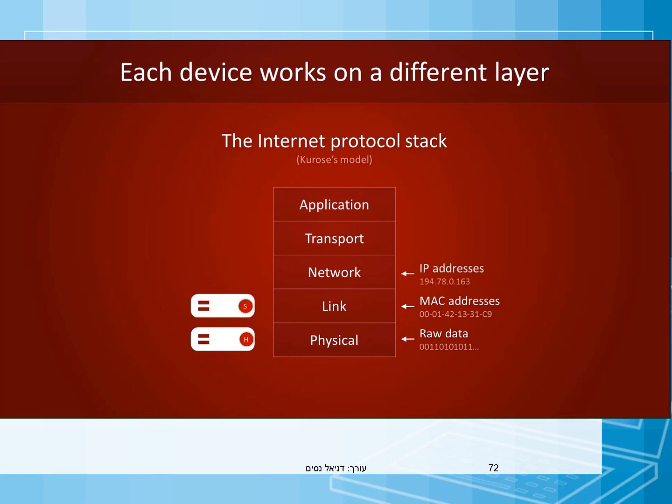The network layer is where the IP protocol does its job. A packet's source and destination IP addresses are stored here, among other things. Since routers work with IP addresses, they operate on the network layer.